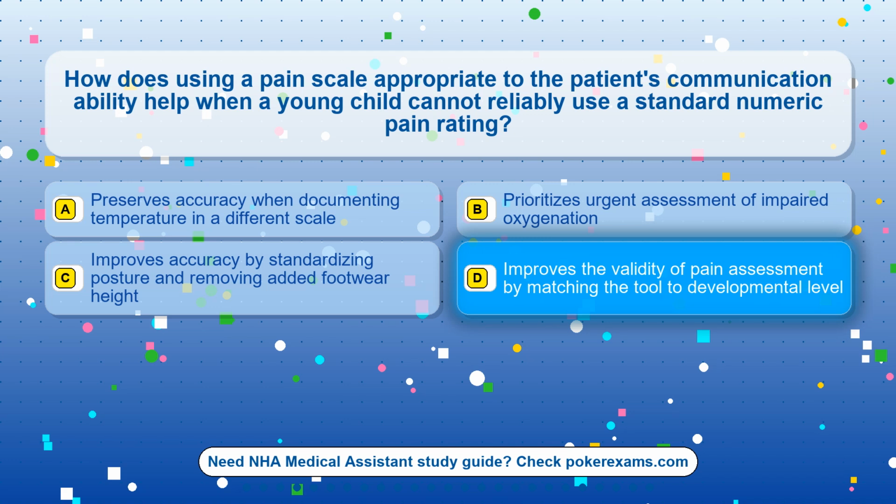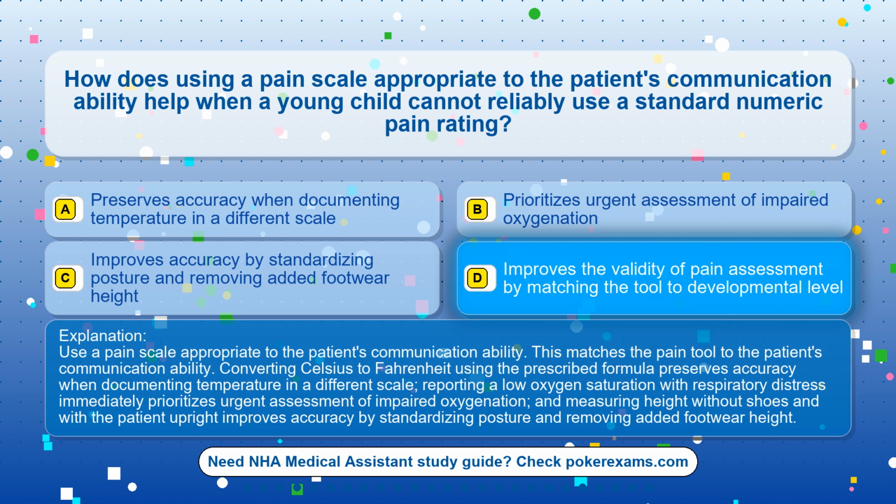The correct answer is option D. Improves the validity of pain assessment by matching the tool to developmental level. Use a pain scale appropriate to the patient's communication ability. This matches the pain tool to the patient's communication ability. Converting Celsius to Fahrenheit using the prescribed formula preserves accuracy when documenting temperature in a different scale. Reporting a low oxygen saturation with respiratory distress immediately prioritizes urgent assessment of impaired oxygenation, and measuring height without shoes and with the patient upright improves accuracy by standardizing posture and removing added footwear height.